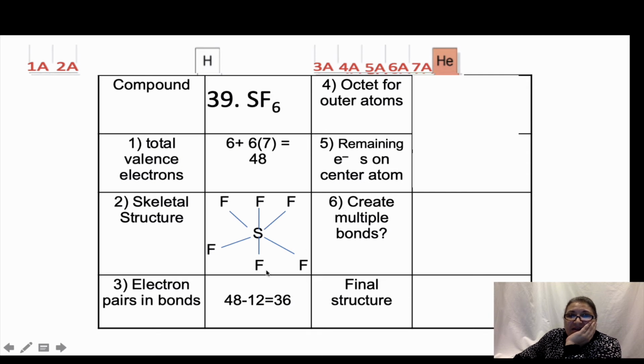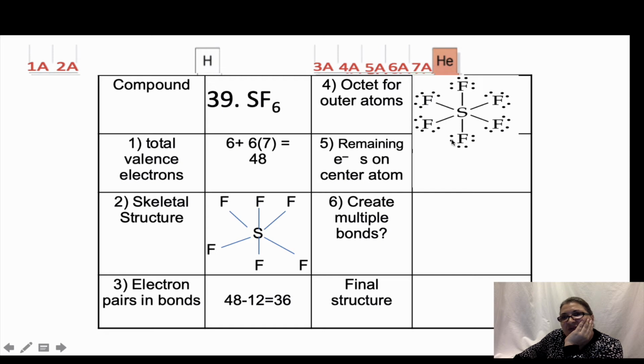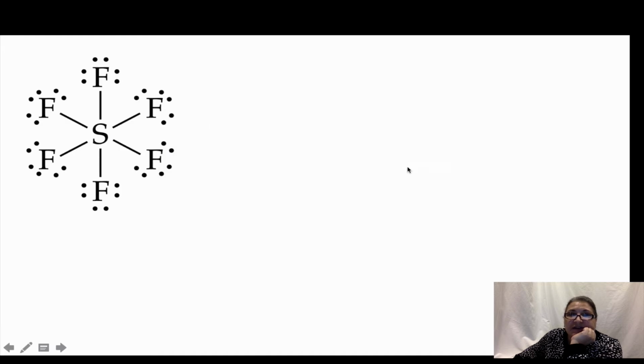And to satisfy the octet, we put 6 electrons on every fluorine. So 1, 2, 3, 4, 5, 6, 7, 8. Now we satisfy 8 around the fluorine, but sulfur has 1, 2, 3, 4, 5, 6, 7, 8, 9, 10, 11, 12. And that's okay. We cannot do anything about it. That's an exception to the rule, so we leave it alone. Okay?